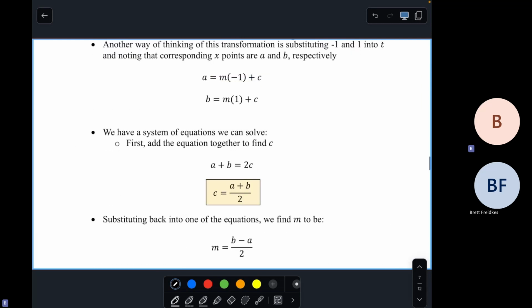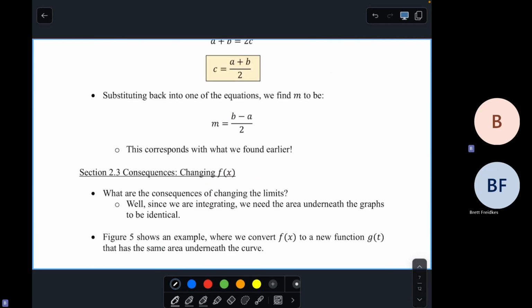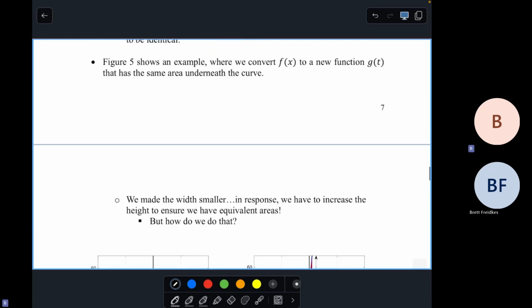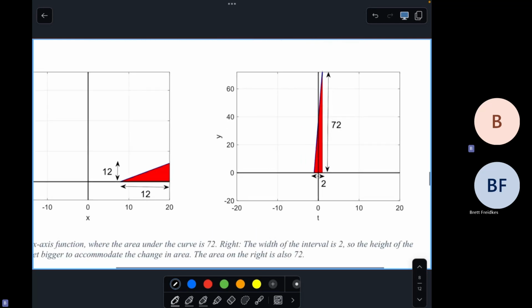Now, once you do that, you have to do one other thing. So we see in this example, I originally have this triangle that's bounded between 8 and 20, it looks like. The area of that triangle is half the base times the height. So the area of this is what? 72, that's correct, 72.